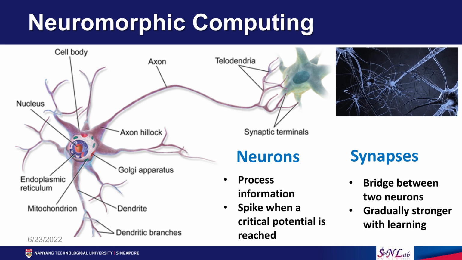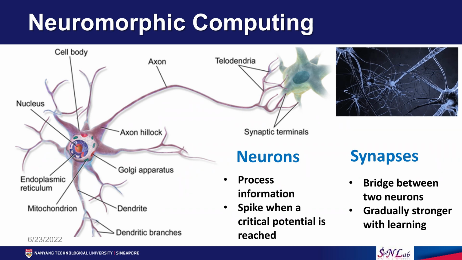Neurons are the processors of the brain. They do the processing inside the brain, so they are like the CPUs of the brain. Basically, their operation is that they receive inputs from other neurons. When a certain chemical potential is reached, the neuron gives a spike. The spike goes out from the neuron through the axon to a neighboring neuron.